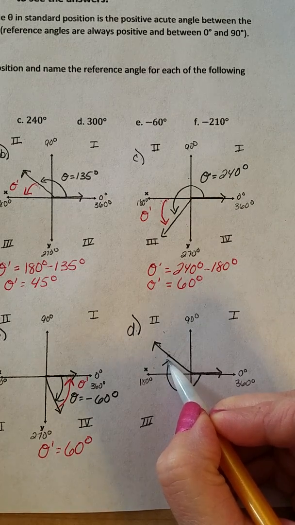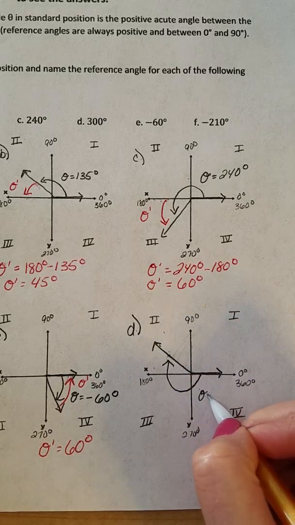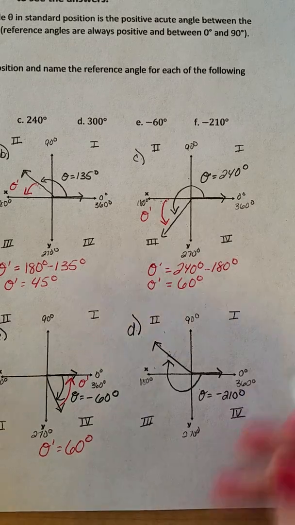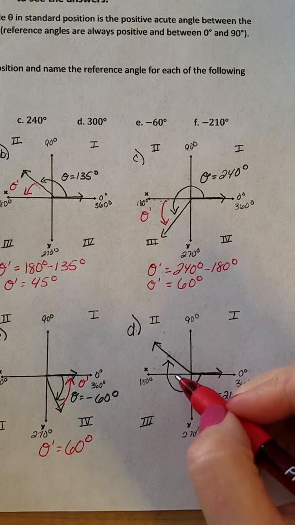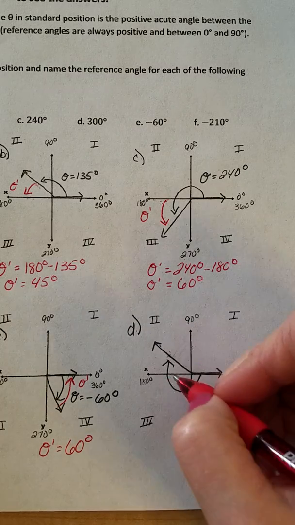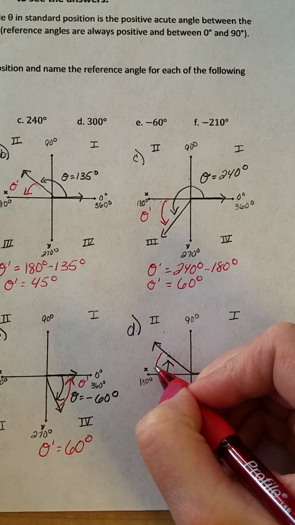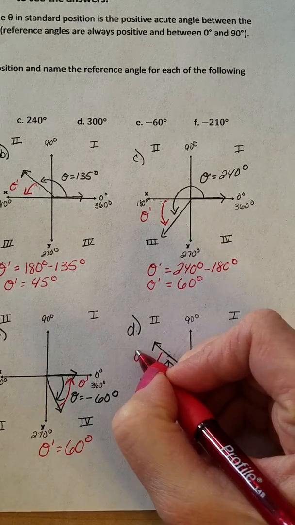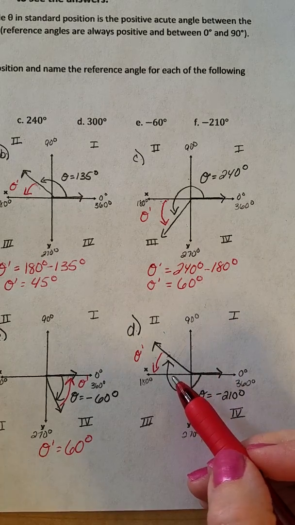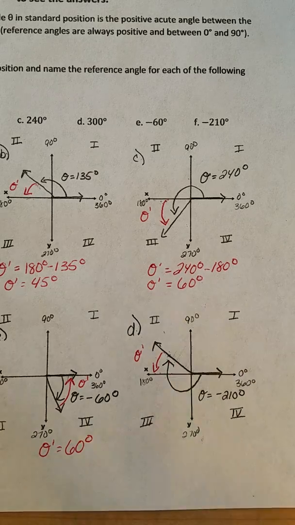And again, this is a negative angle, so we were moving clockwise. Theta equals negative 210 degrees. Here's my terminal side and the x-axis. Now I want the positive measure. Reference angles are always positive. So how far would I have had to go to get this measurement?